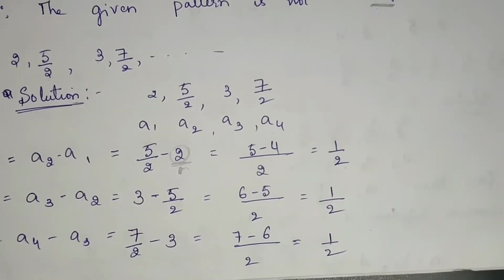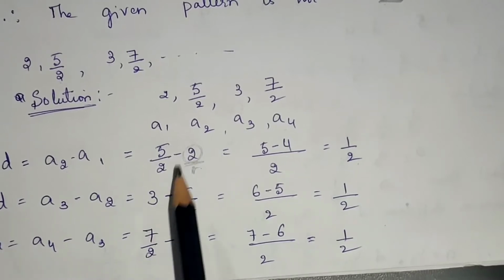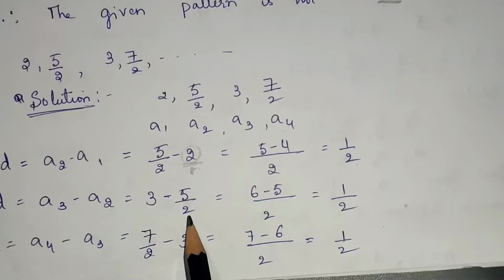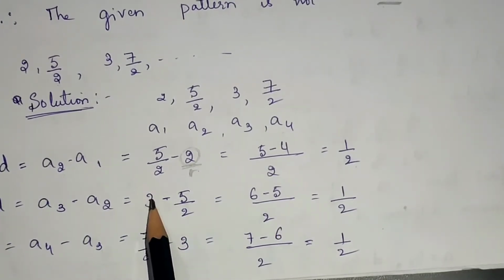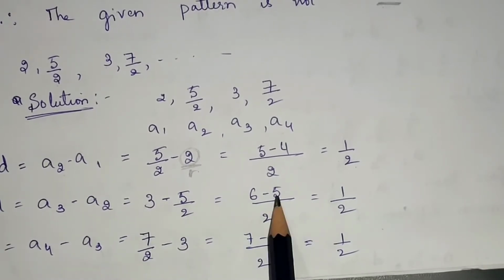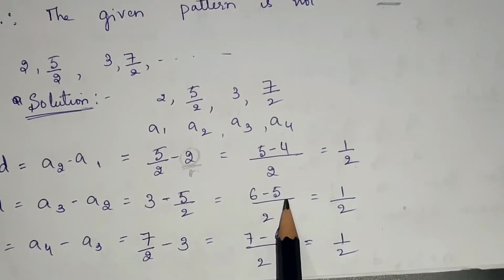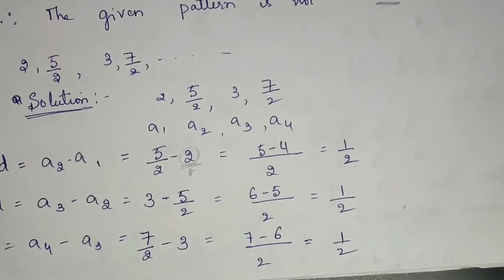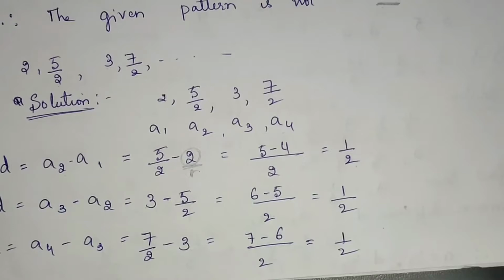5 minus 4 is 1 and 2 as it is. We will find out one more common difference by taking A3 minus A2, where the third term is 3 and the second term is 5 by 2. Taking 2 as the LCM again, you have to multiply the numerator by 2. 2 3s are 6 minus 5 as it is with the denominator 2. Now 6 minus 5 is 1 and 2 as it is. Confirm that the common difference is again 1 by 2.